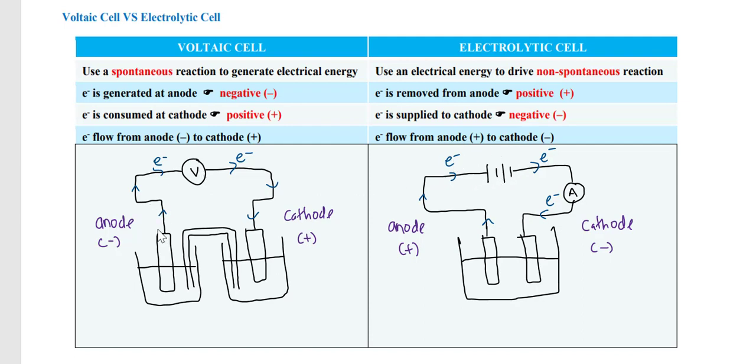In a voltaic cell, electrons are generated at the anode, and this gives the anode negative charge terminals, while electrons are consumed at the cathode, and this gives the cathode positively charged terminals. While in an electrolytic cell, electrons are removed from the anode, so the anode will become positively charged terminals, and electrons are supplied to the cathode, so the cathode will become the negatively charged terminals. The electron flow for both cells is still the same, which is from anode to cathode.